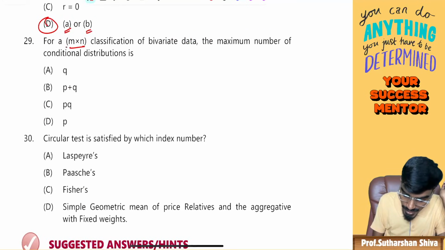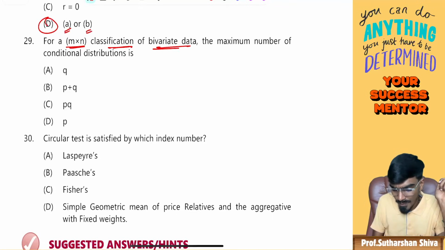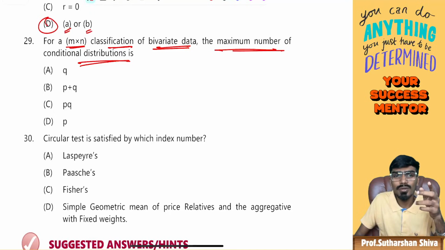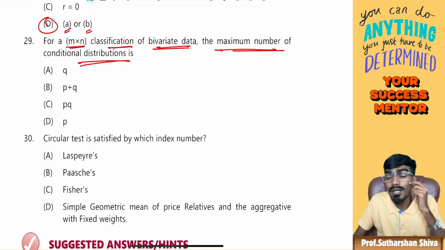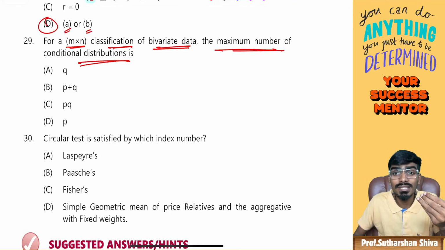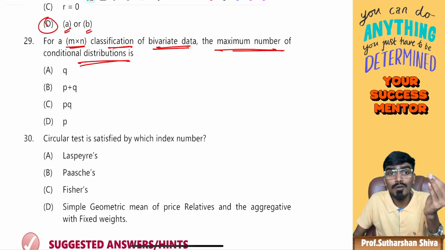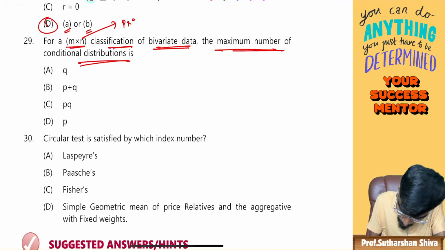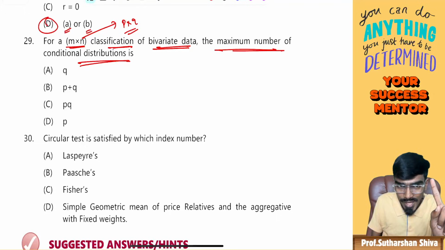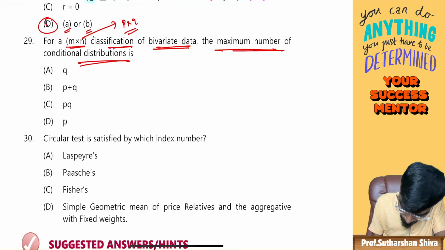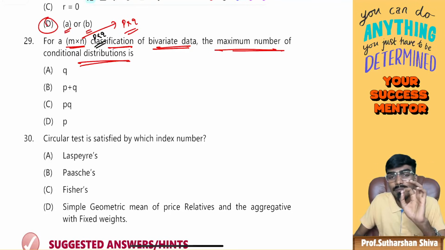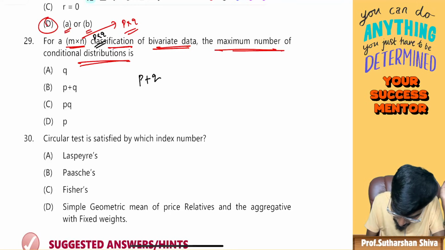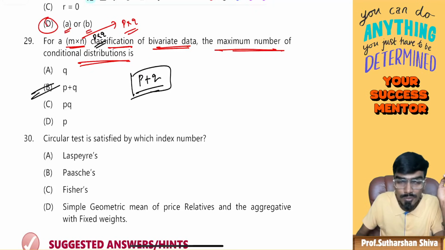For an m into n classification of bivariate data, what is the maximum number of conditional distributions? What is this m into n? Conditional distribution is something which has the sum of the number of rows and the sum of the number of columns. Assume this is p into q. This is where the institute committed a mistake. Either the question is to be changed: for a p into q classification of bivariate data, what is the maximum number of conditional distributions? It is nothing but p plus q, the number of rows plus the number of columns.